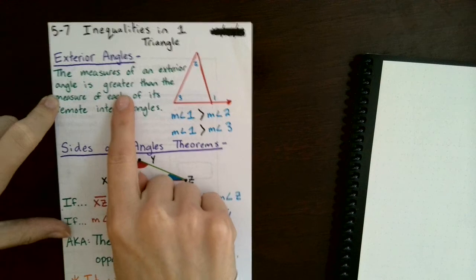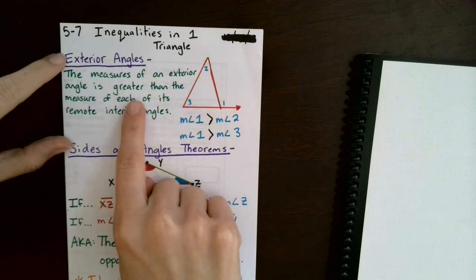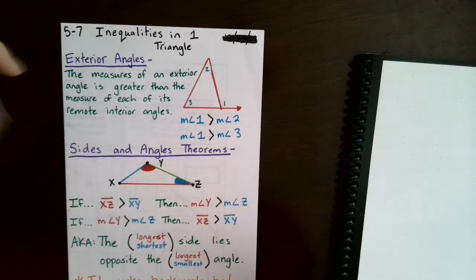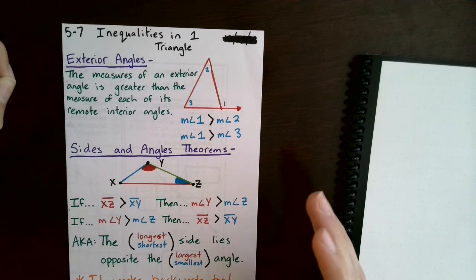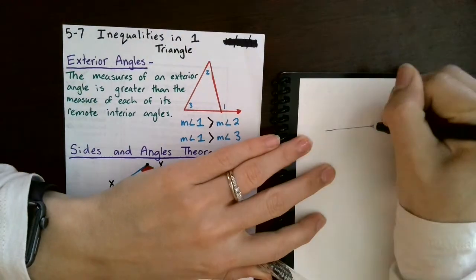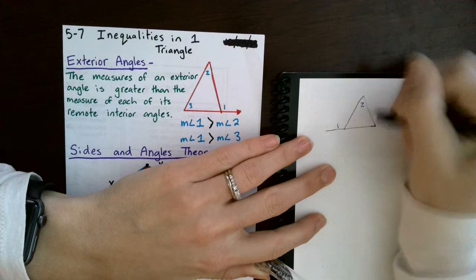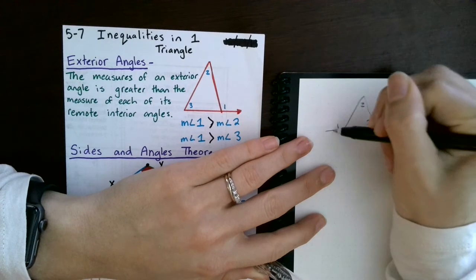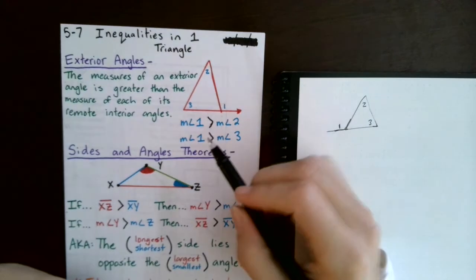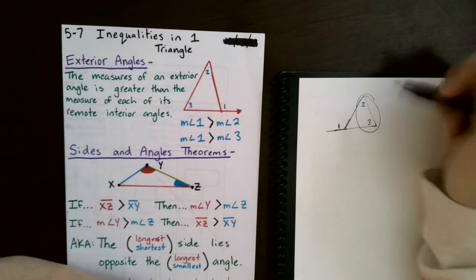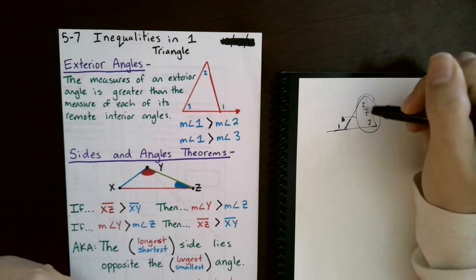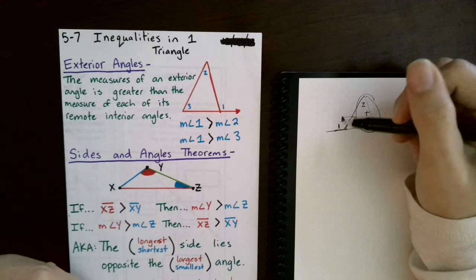So for inequalities in one triangle, we're going to start off with the first page of notes. We have this exterior angles theorem right here. The measure of an exterior angle is greater than the measure of each of its remote interior angles. If you think back to topic 3-5, where we learned about the exterior angles theorem, if we add up the two remote interior angles, it's going to equal the exterior angle, right? Now, this is just logically following that same thing. If we have to add these two together to equal this one, neither one of those two angles can be greater than angle 1. So that's really simple.